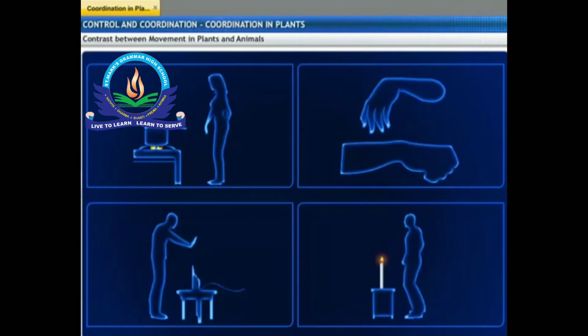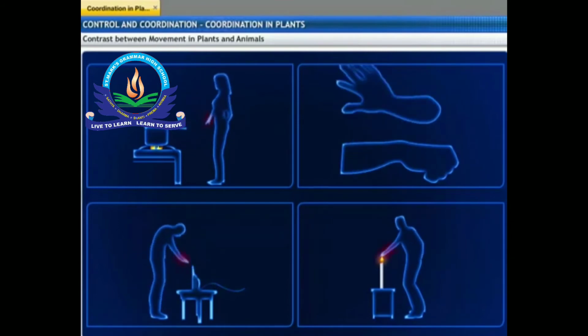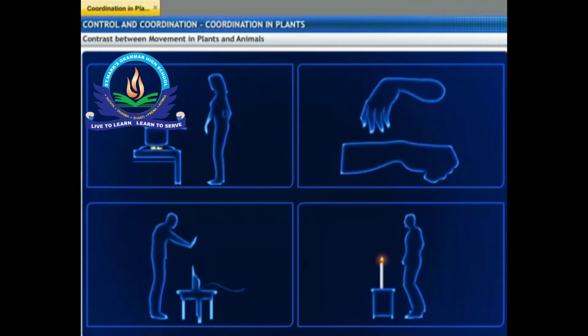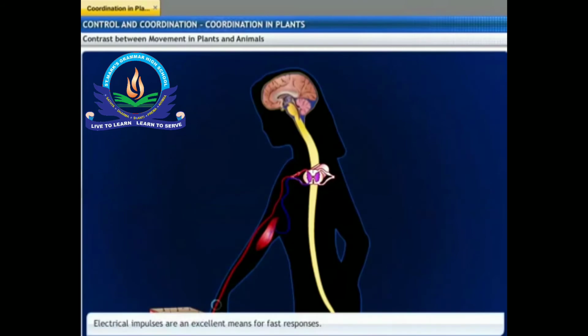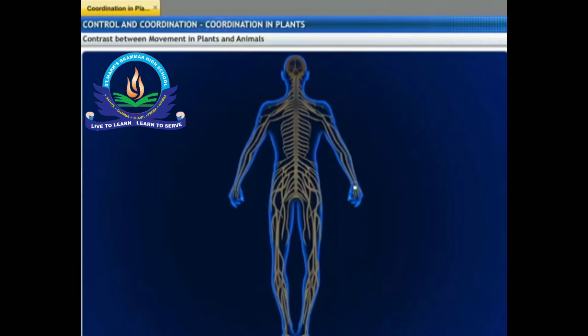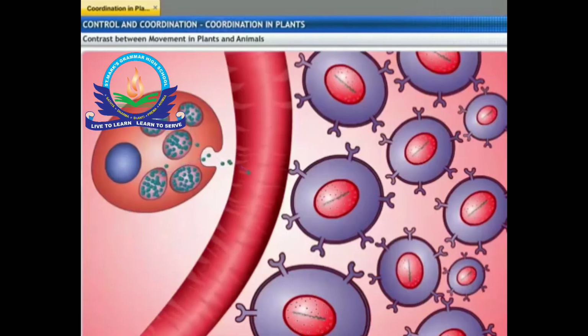Controlled movements can be slow or fast. For fast responses, the information transfer has to be quick. Electrical impulses are an excellent means for that. But electrical impulses reach only those cells that are connected by nervous tissue and not every cell in an animal body. Cells also cannot continually create and transmit electrical impulses. Instead, chemical communication is used.